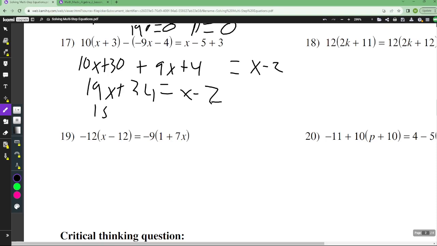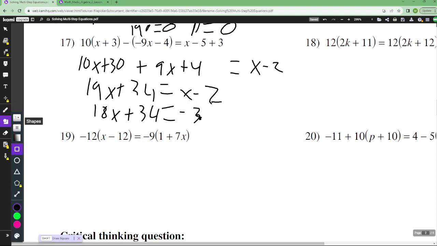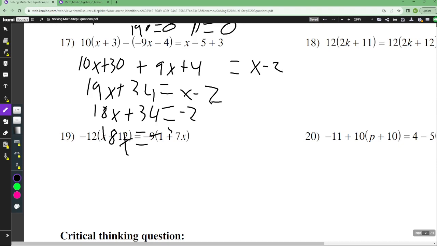We'll have 18x, subtract x from both sides, plus 34 equals negative 2. 18x equals negative 36. X equals negative 2.